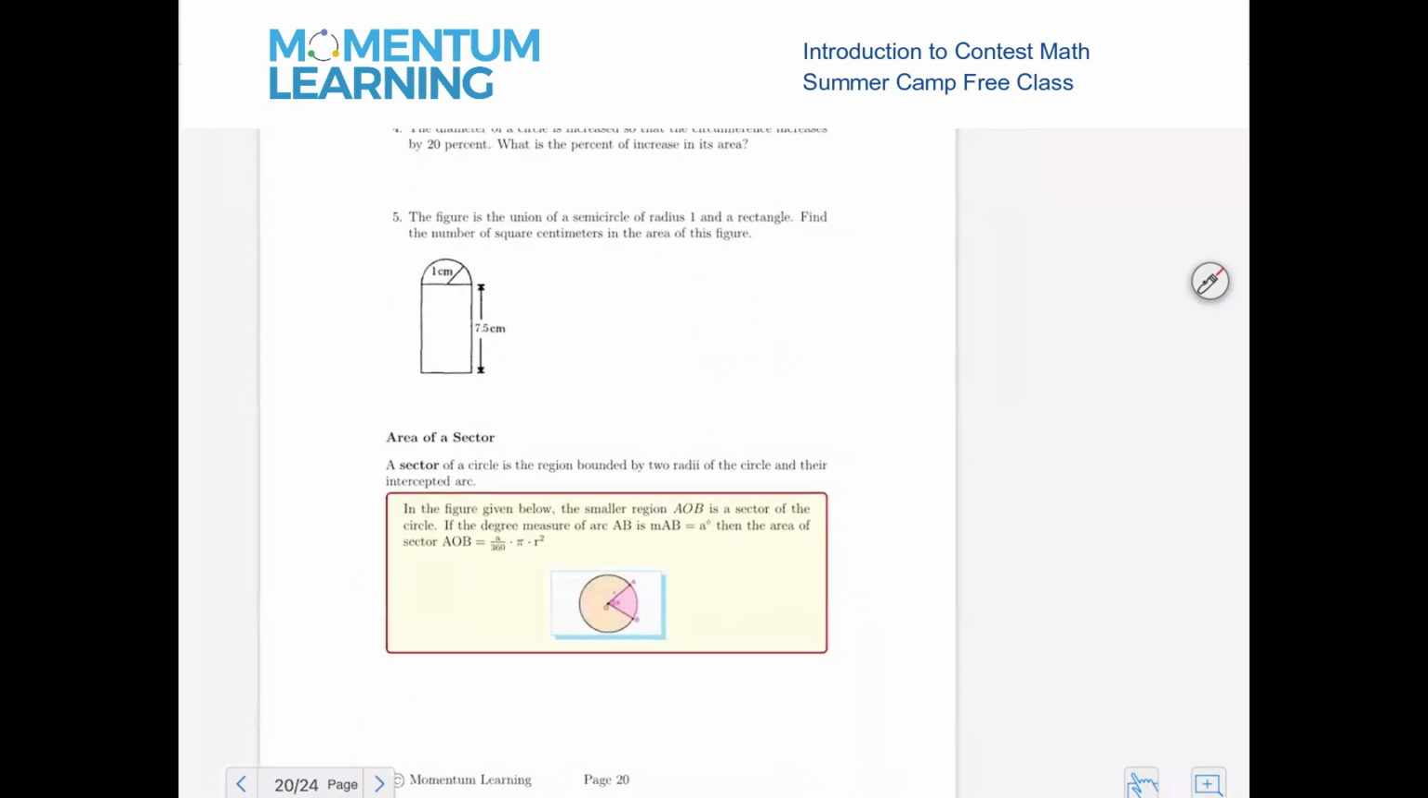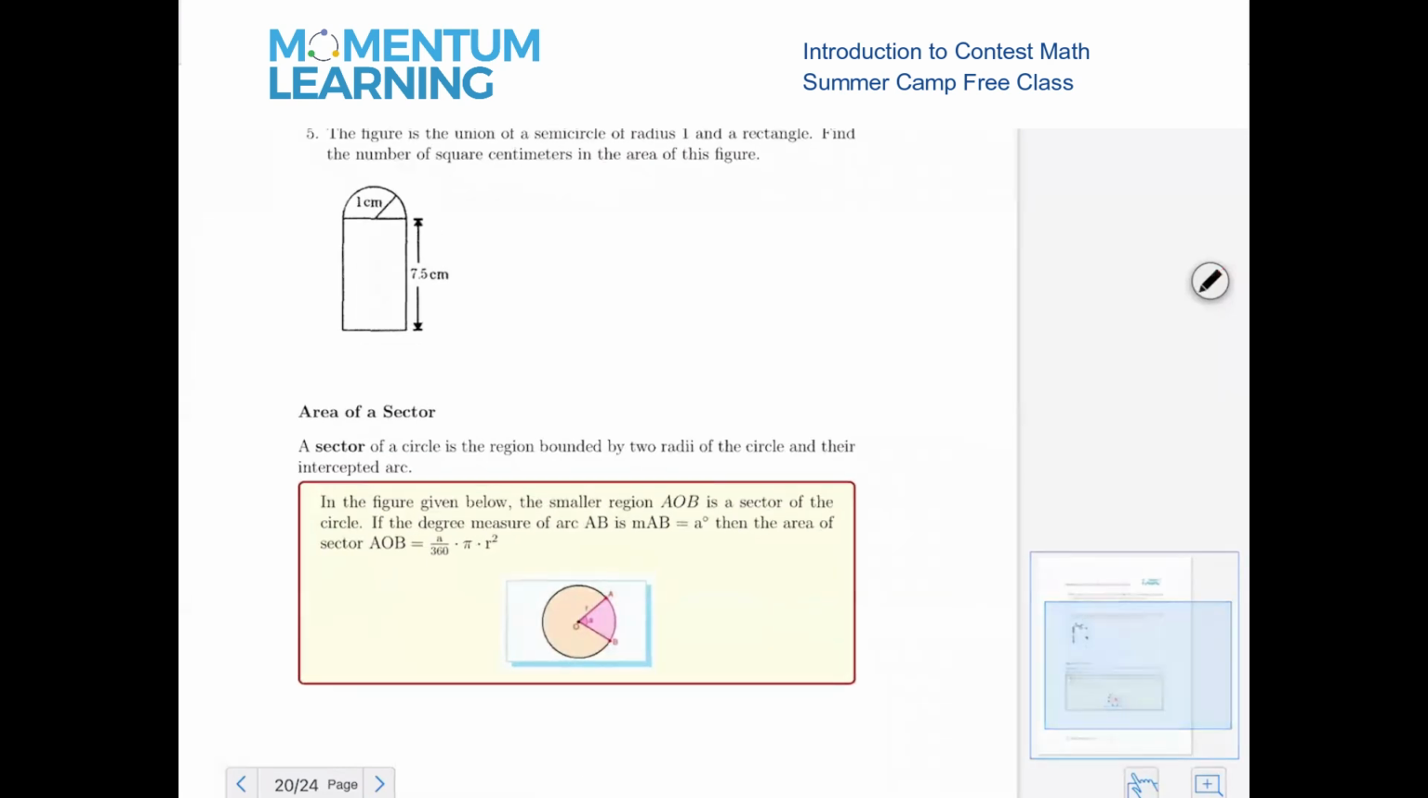And then we talk about the area of a sector. The area of a sector means this region here. Again, the whole circle is 360 degrees, so when we find the area, it is pi r squared times 360 over 360. But this one here is going to be, let's say, A over 360 times pi r squared.